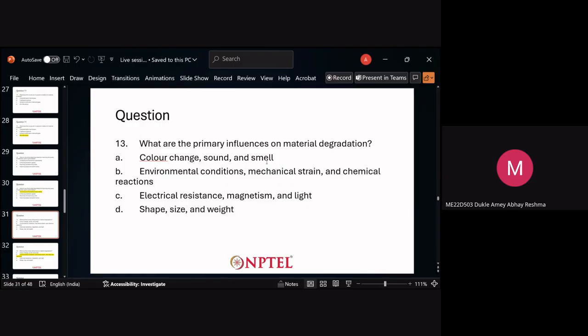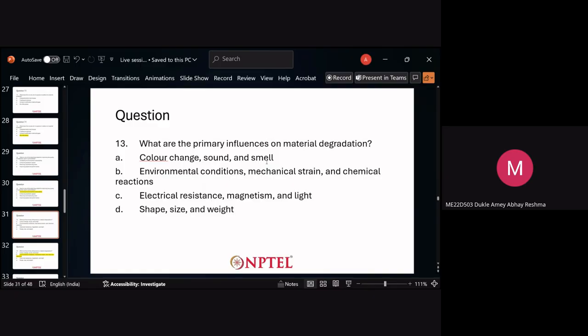Likewise, shape, size and weight are geometrical factors. They do have a sort of influence, but they are not the main factor. The main factor is obviously the environmental conditions, the mechanical strain, meaning how much loading is happening, and the chemical reactions that are happening there.